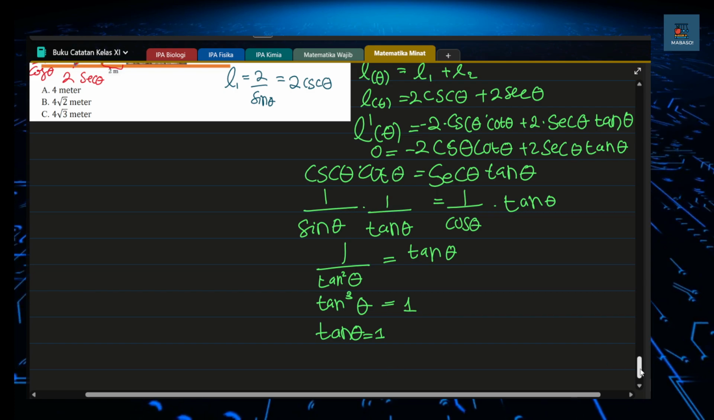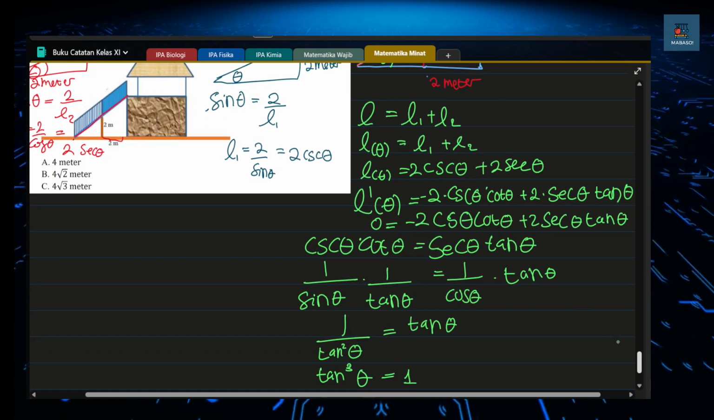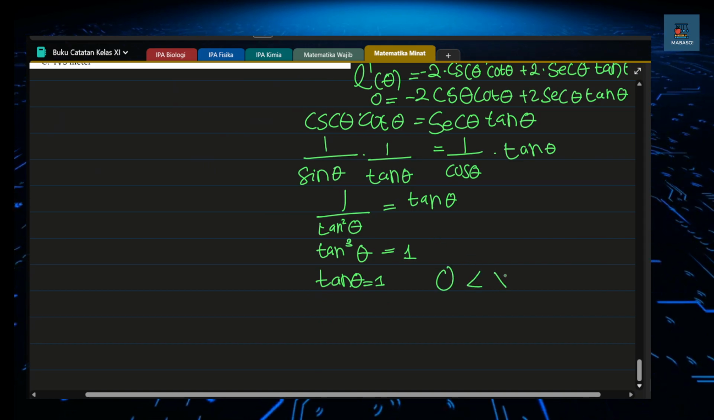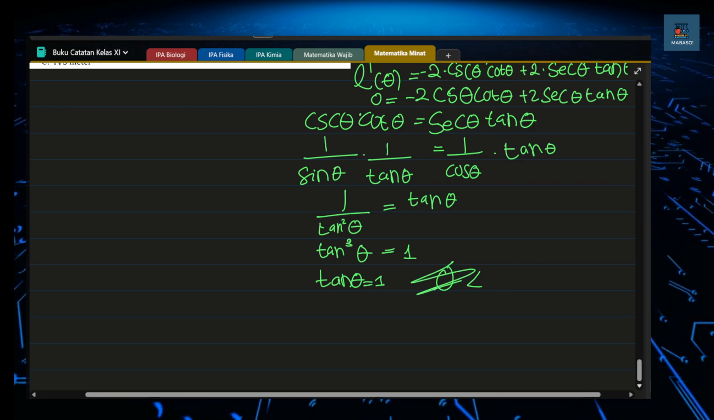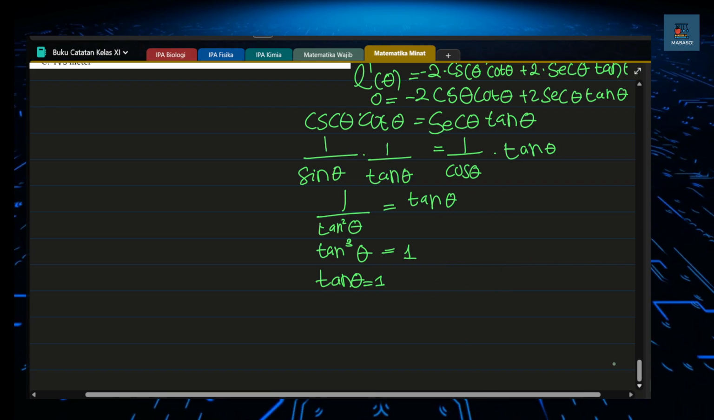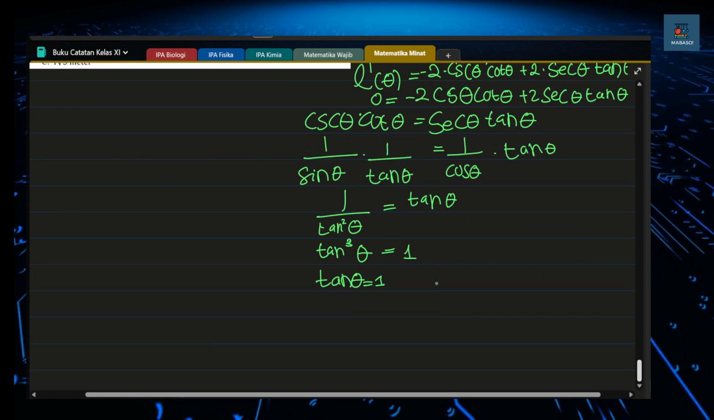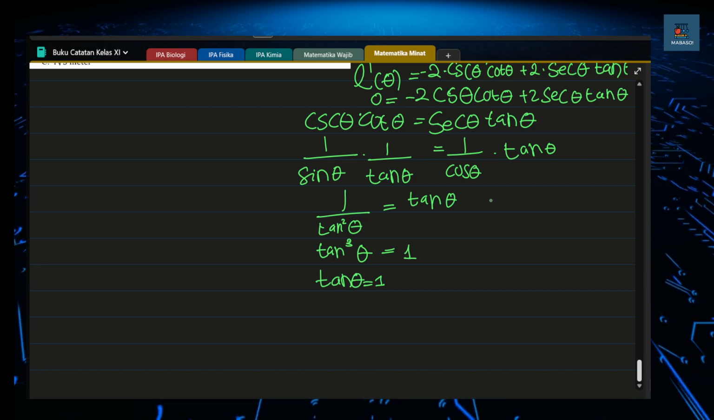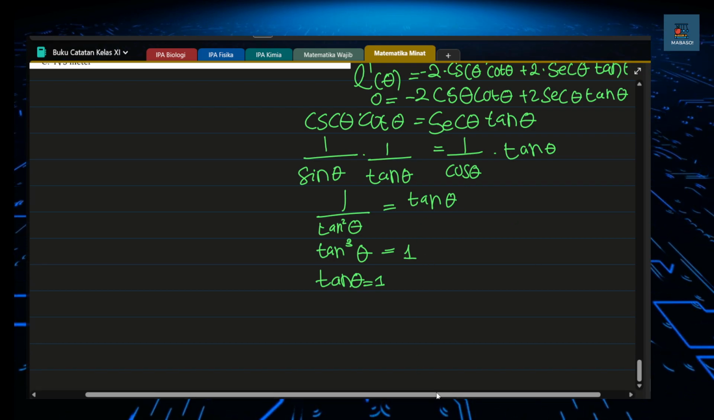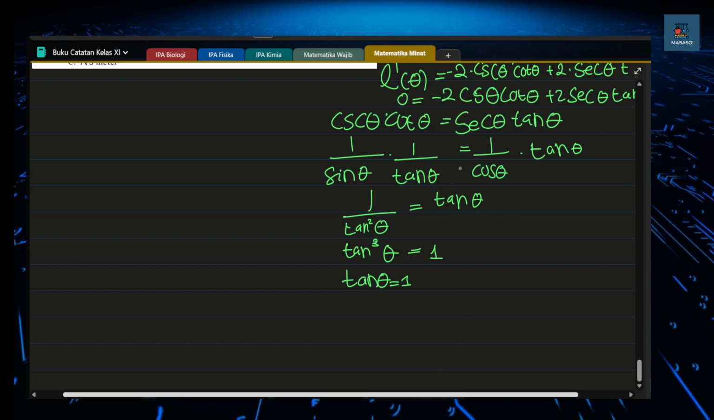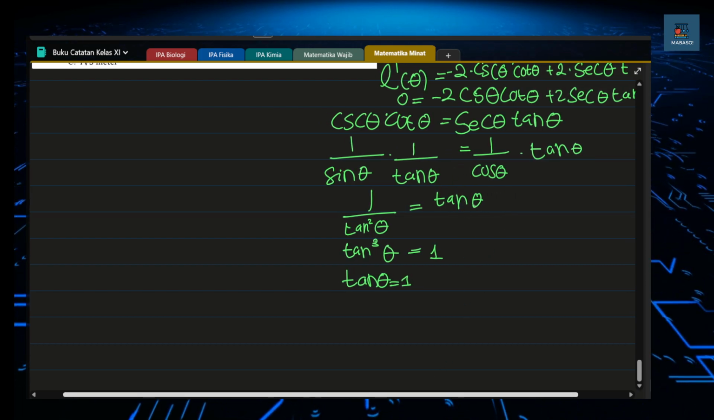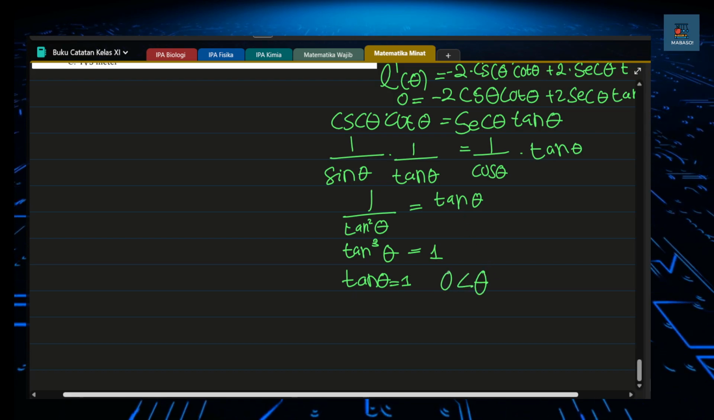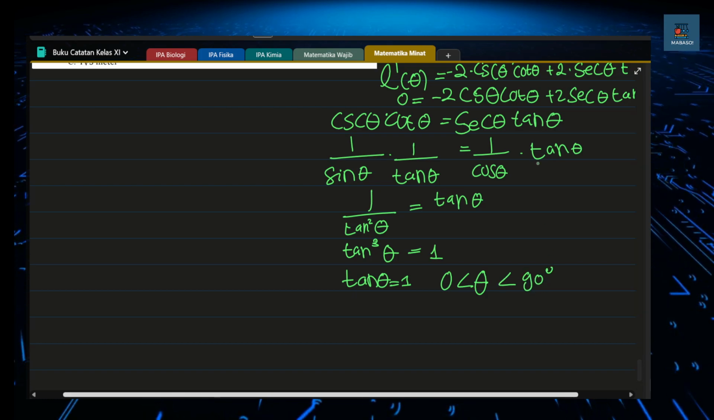Now, since the value of theta would be in a range, we have to agree that the only allowed interval for theta, intuitively, is that theta has to be in the interval of 0 to 90 degrees, right?